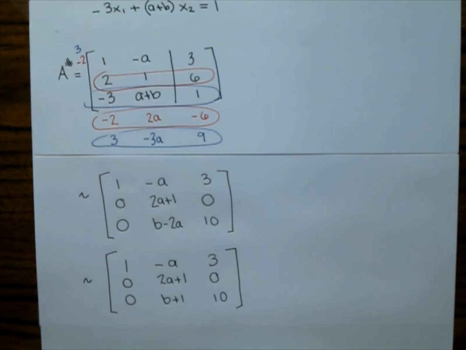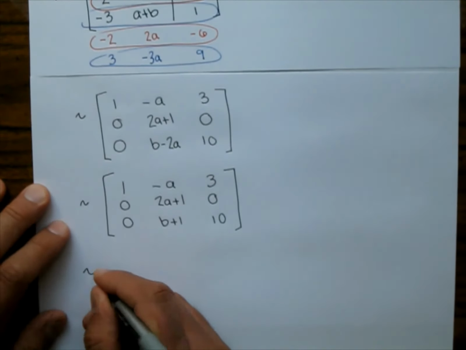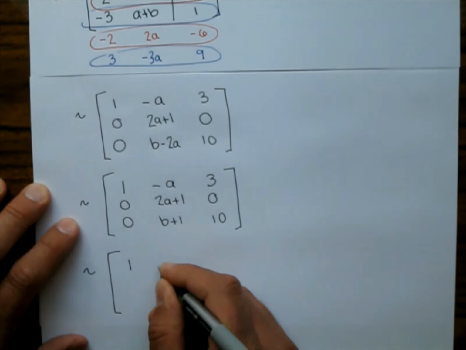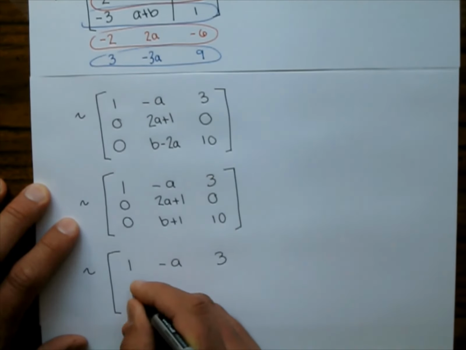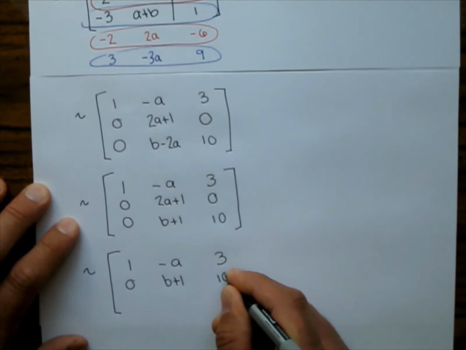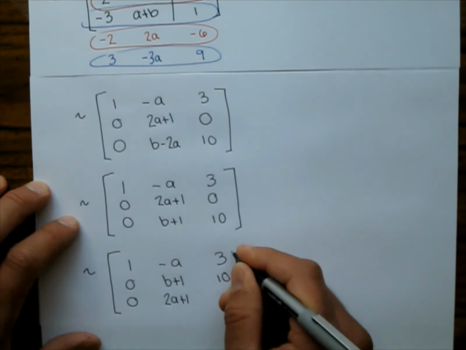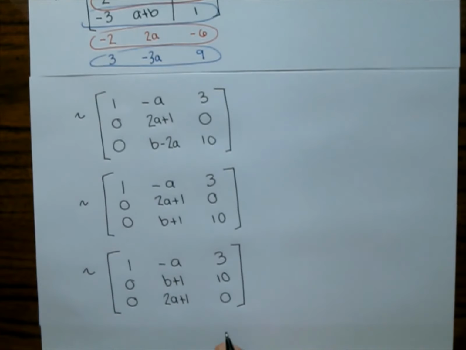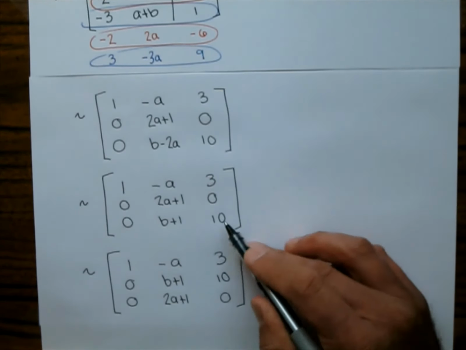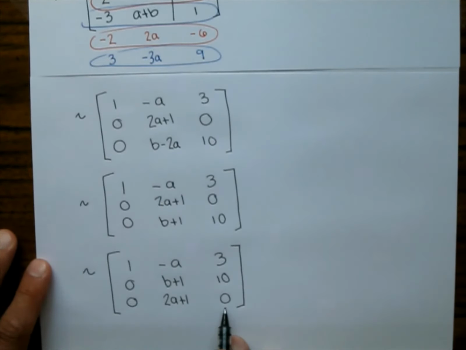And because, I don't know, I just want to switch row 2 and row 3 around, I'll go ahead and do that. I'll have 1, negative a, 3, 0, b plus 1, 10, and then 0, 2a plus 1, 0. The reason I did that is because I wanted to have the possibility of having all zeros on the bottom row, and I can see a 0 there. I wouldn't be able to have that if I had a 10 there. In fact, that's where I'm going to start off. How could I zero out the bottom row?